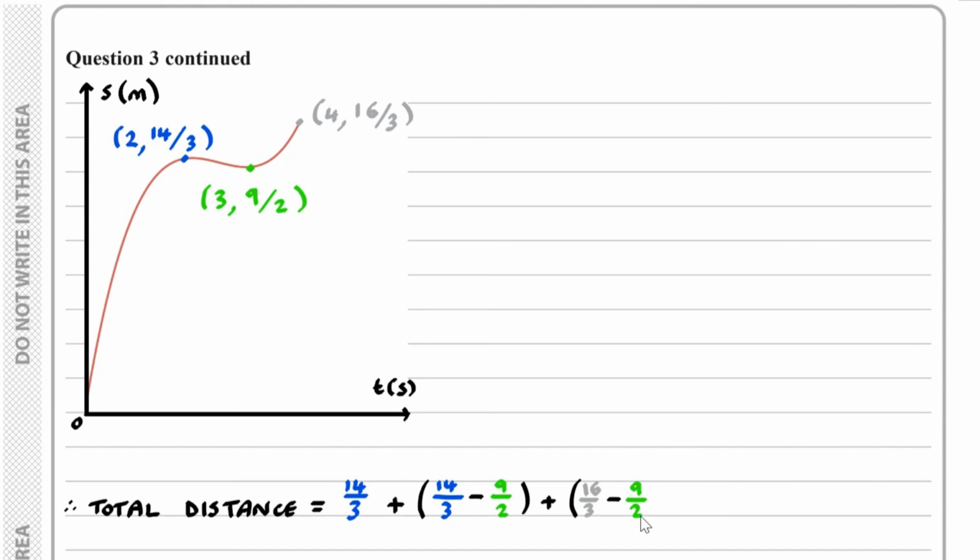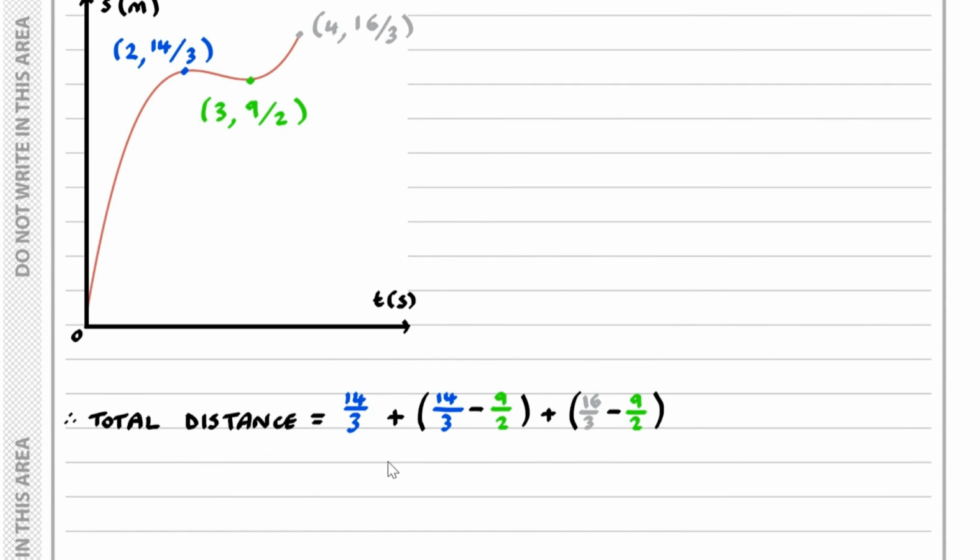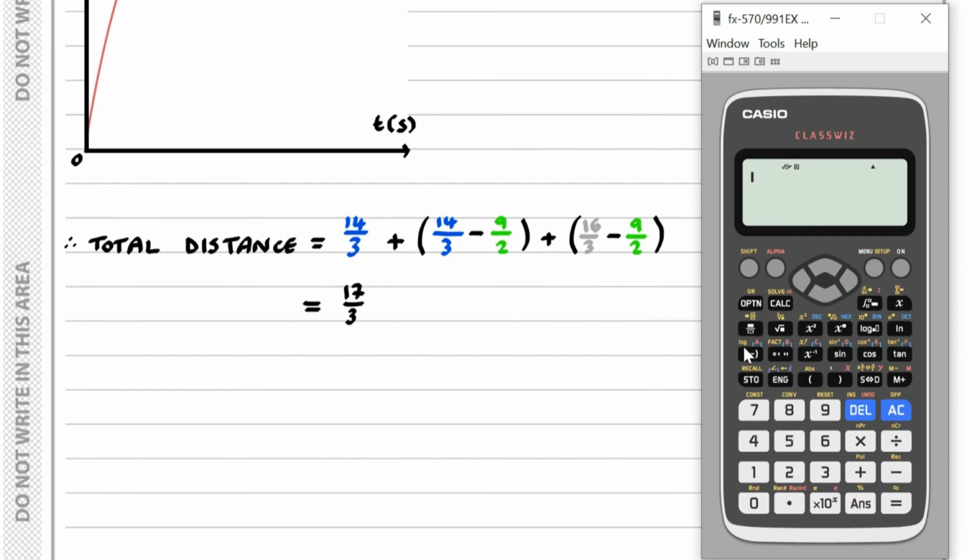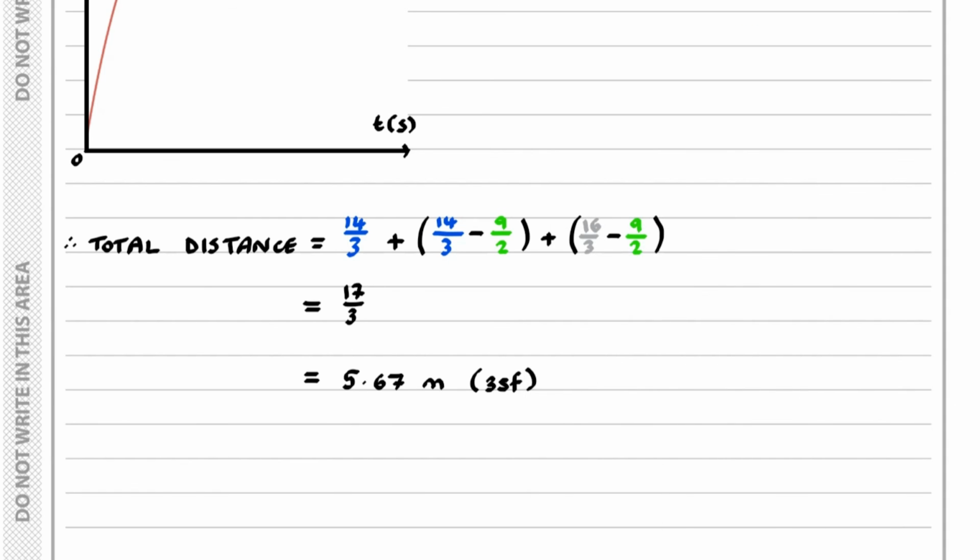So what I need to do now is work out what this is, and it turns out we end up with 17 over 3. And if I work out what 17 over 3 is as a decimal, we get 5.67. So we have 5.67 meters given to 3 significant figures.